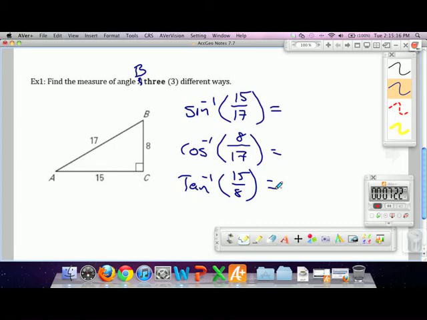Absolutely. These would be 3 different ways to calculate this angle, and each way gives you the same measurement. What is the measurement of angle B? Courtney? 61.92 degrees. About 61.92, or if you round it to the ones place, 62.